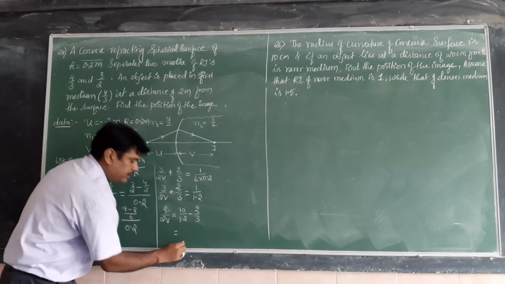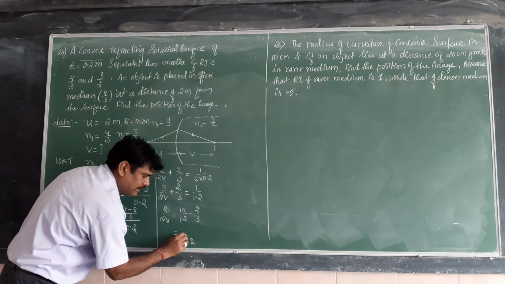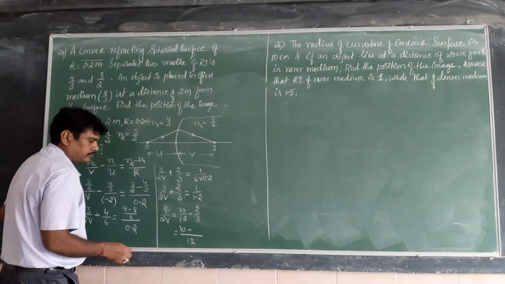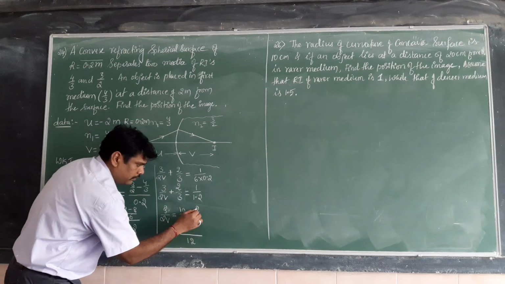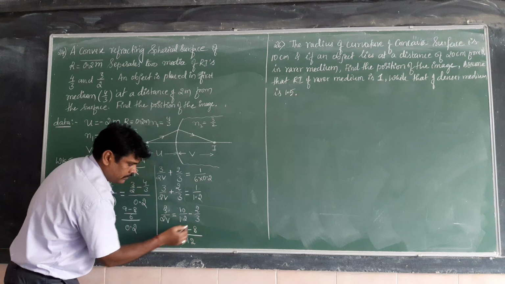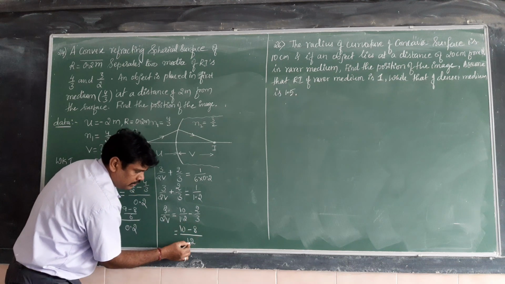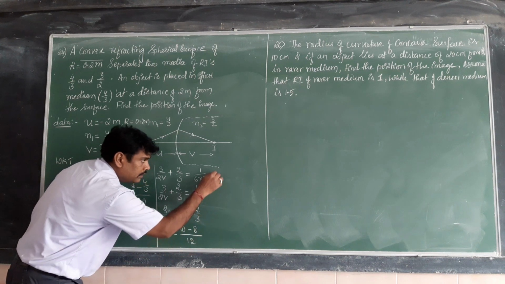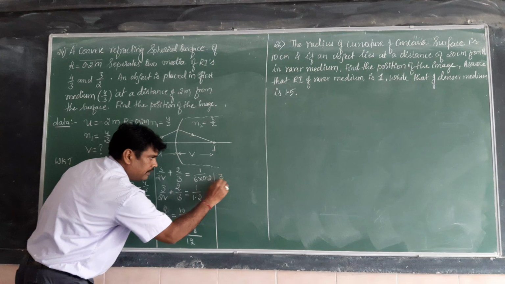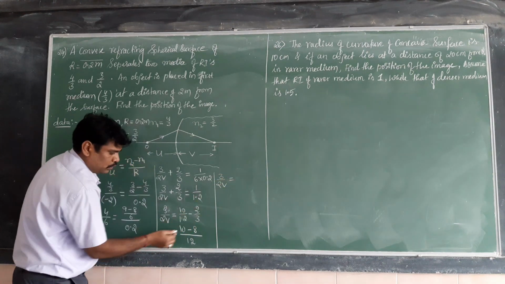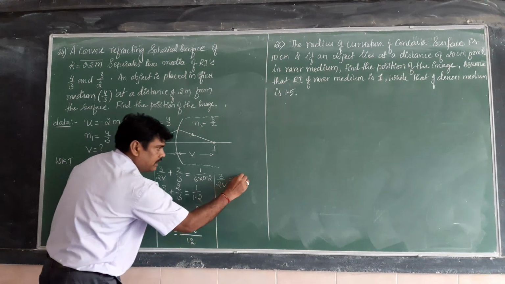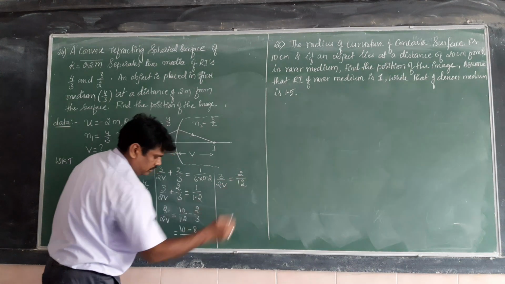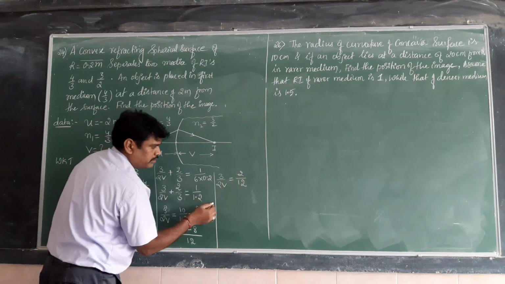So now you take 12 as the LCM. 12 ones are 12, it will become 10 only. 4 3s are 12, 4 2s are 8. 10 minus 8 is 2. In the next step, 3 divided by 2V is equal to 10 minus 8, which is 2 divided by 12 only. So you take the cross multiplication.